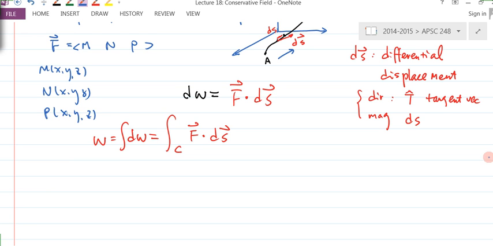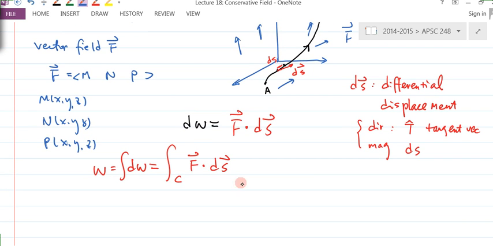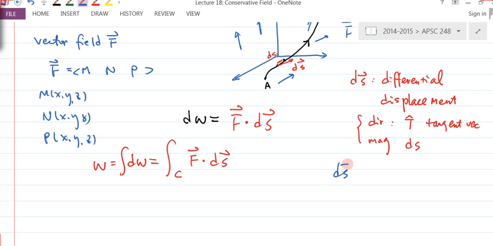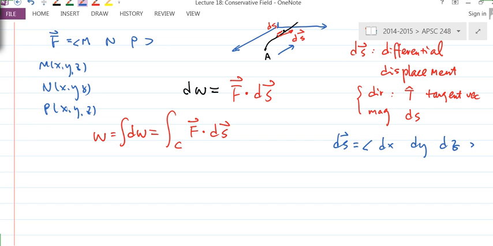Okay, so first of all, now we understand what F is, the force field, and ds is the differential displacement. Now, what is the differential displacement? Basically, this is a vector, and this is basically dx, dy, and dz. Okay, that's the differential displacement. So you move in a certain direction, dx, dy, dz, right? That's a little bit of displacement.